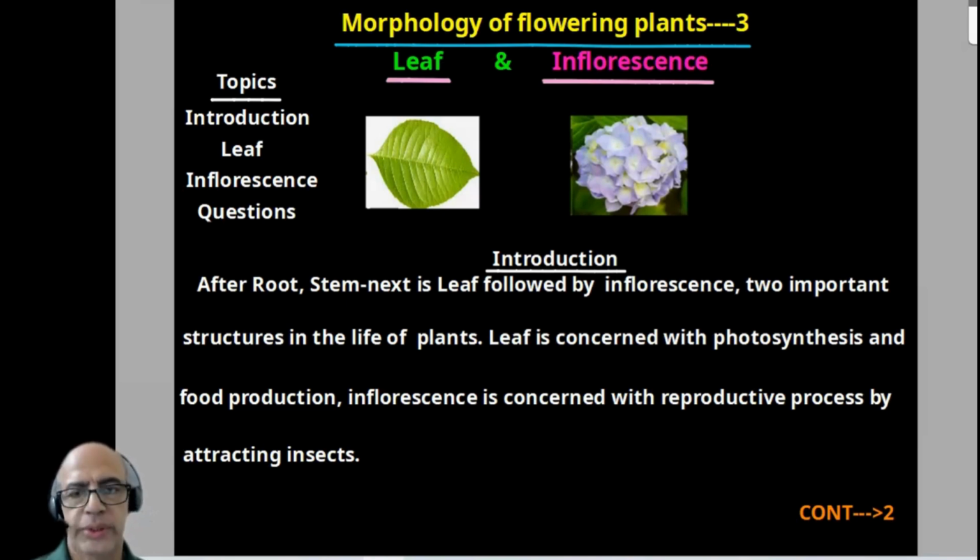After that, inflorescence. So leaf and inflorescence, like stem and root, are 2 important areas of the life of the plants. Leaf is concerned with photosynthesis and food production, even though it can also be involved in vegetative reproduction. Inflorescence is concerned with the reproductive process, specifically sexual reproduction, and it will attract insects for pollination. I think this idea is clear to all of you. Now we can proceed to the next page.